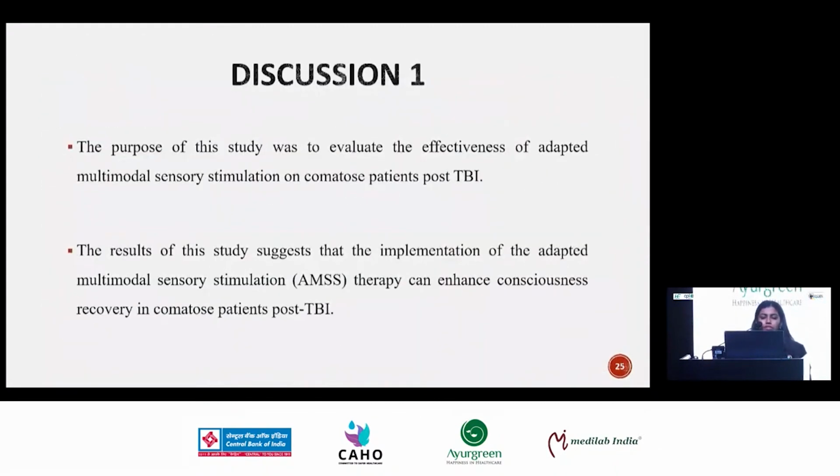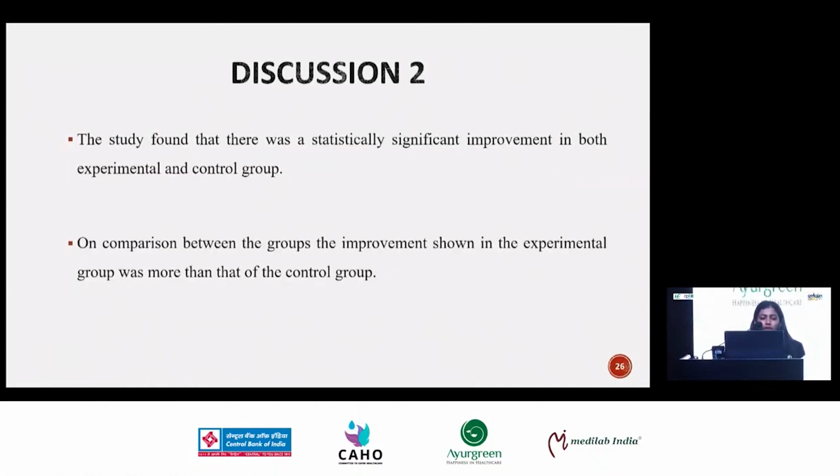Discussion: the purpose of this study was to evaluate the effectiveness of adapted multimodal sensory stimulation in comatose patients post-TBI. The results suggest that the implementation of adapted multimodal sensory stimulation therapy can enhance consciousness recovery in comatose patients post-TBI. The study found a statistically significant improvement in both experimental and control group. On comparison between the groups, improvement shown in the experimental group was more than that of the control group.